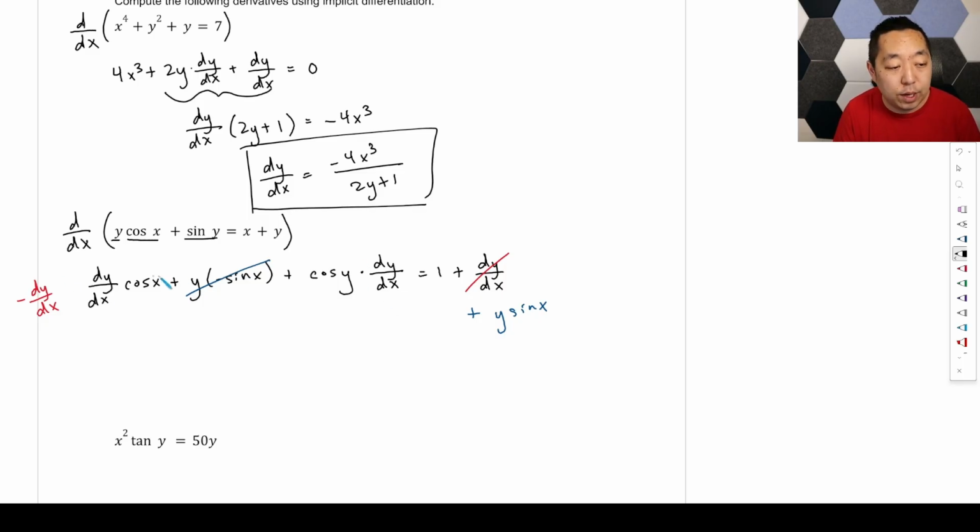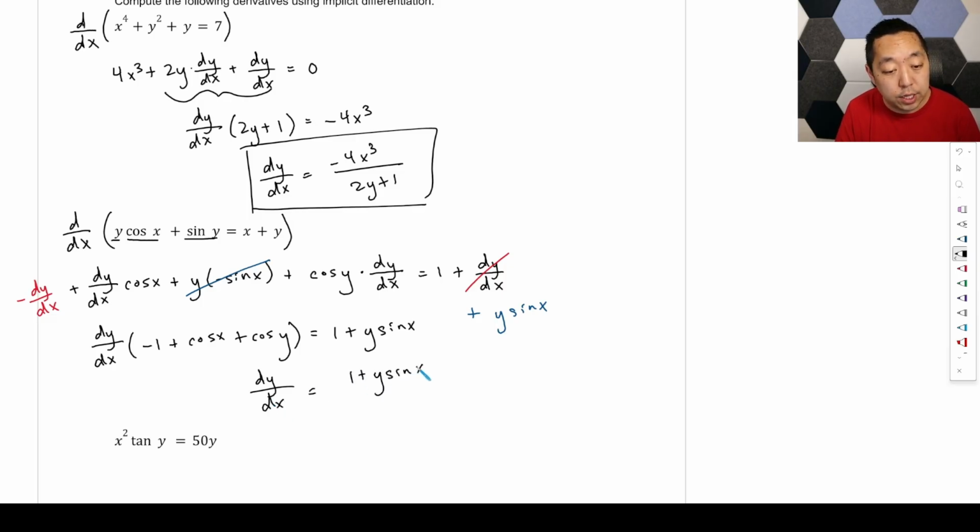Now everything with dy/dx is over here, so we're going to factor out a dy/dx. So this would be negative 1, this is a cosine x, and this is a cosine y, right? Equals 1 plus y sine x. And then last step, we just divide that over.